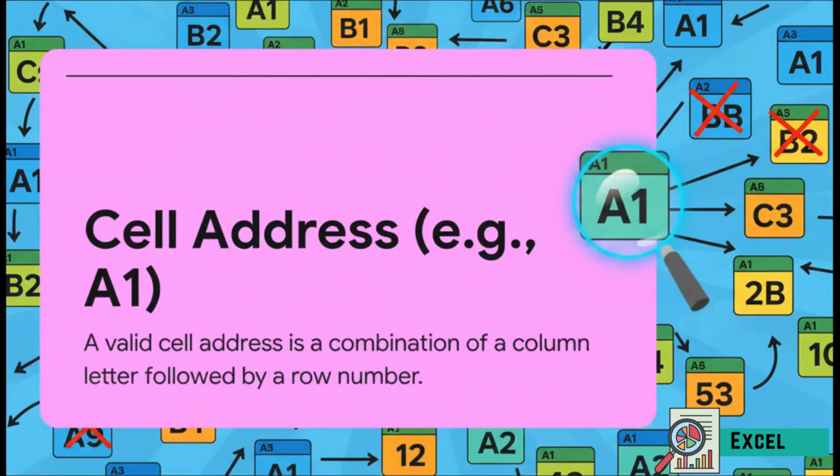The answer is B, A1. This is one of those simple rules in Excel that you just gotta remember. A cell reference, or its address, always starts with the column letter first and then the row number. So it's never 1A, it's always A1.